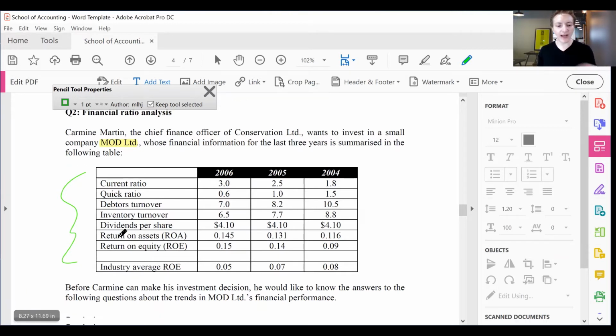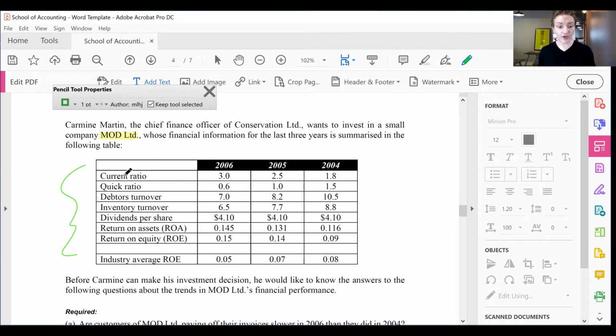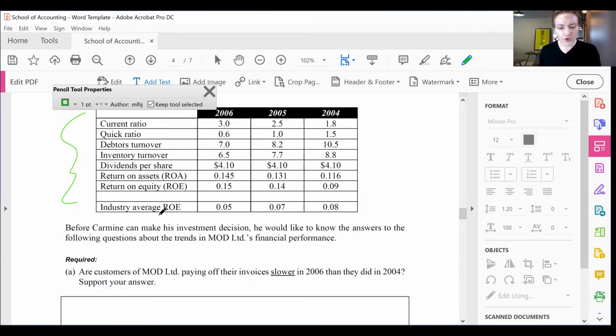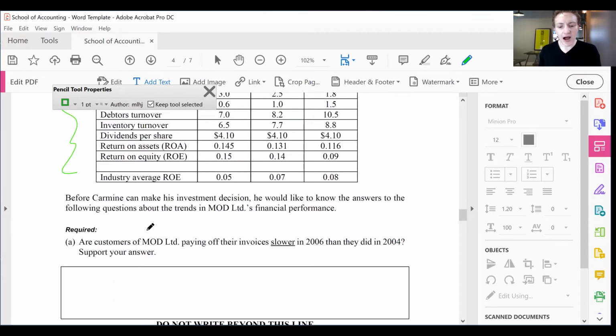So what we currently have is you're being given various ratios, the current ratio, the quick ratio, et cetera, and you're being given some profitability type metrics. So ROE, ROA, and the like, and you're also given the industry average ROE. So the first thing you're asked is, are customers paying off their invoices slower in 2006 than they were in 2004? And you're being asked to support your answers. So let's have a look at what we might look at to determine this.